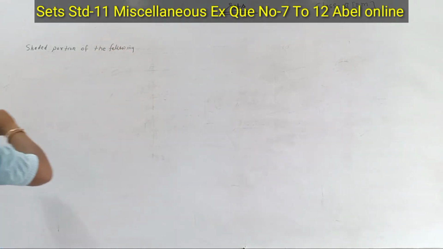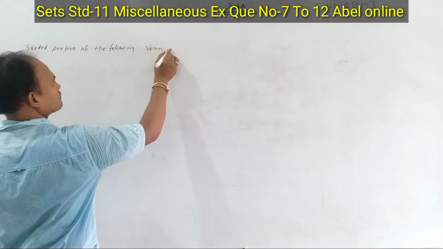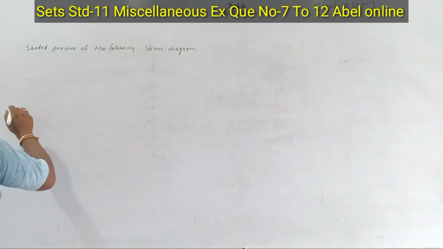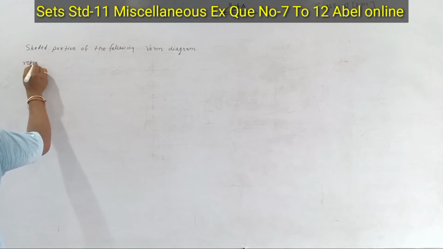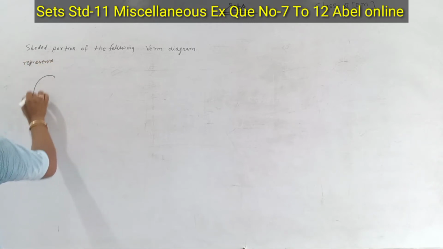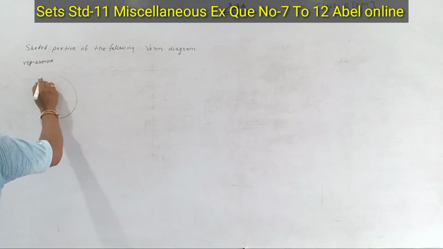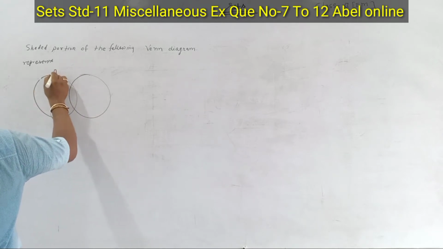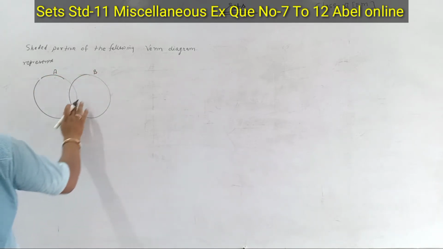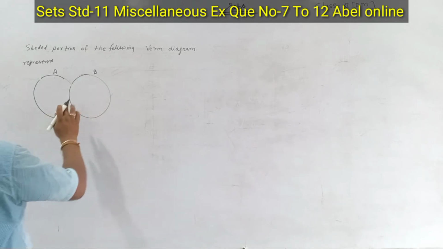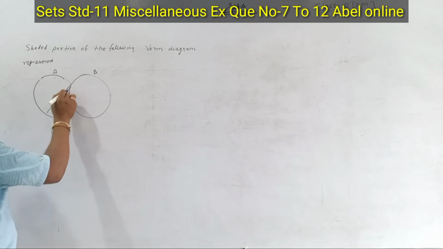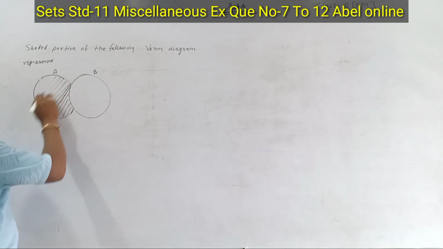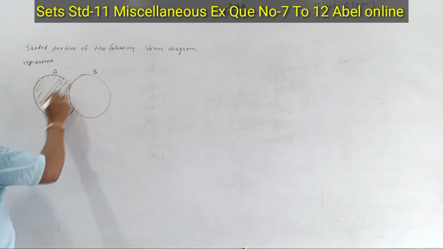Shaded portion of the following Venn diagram represents... this way, it is A and it is B. So the question is like this. Okay, so how can we solve this question?